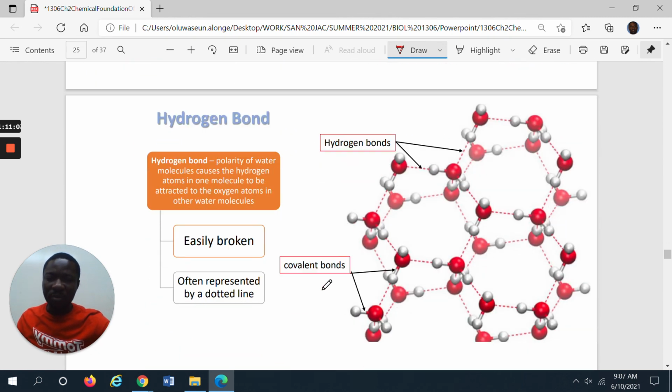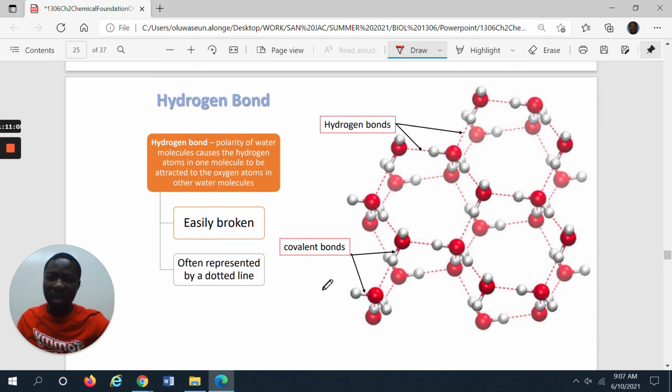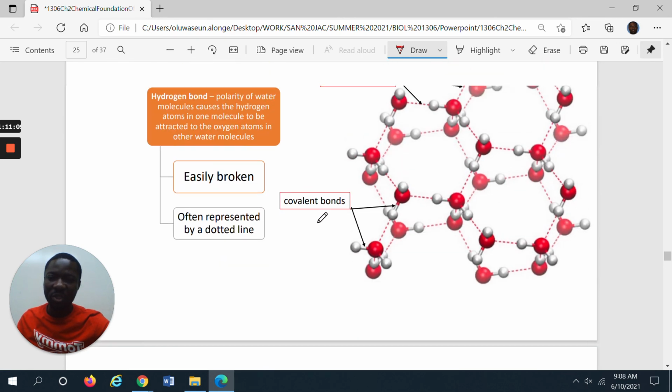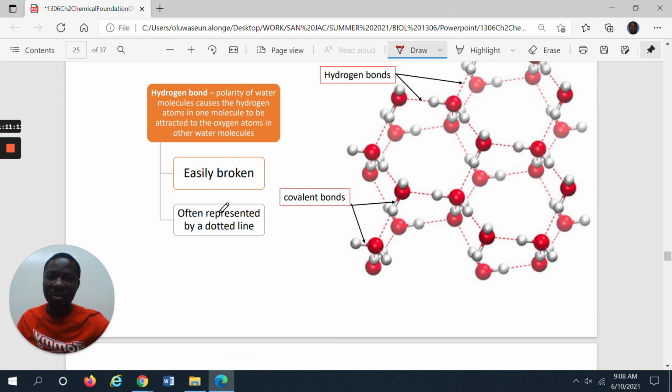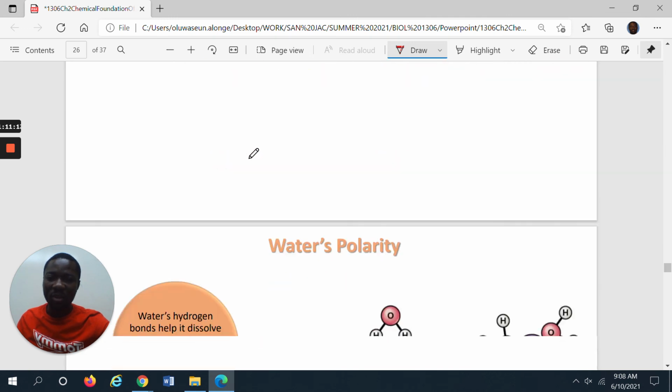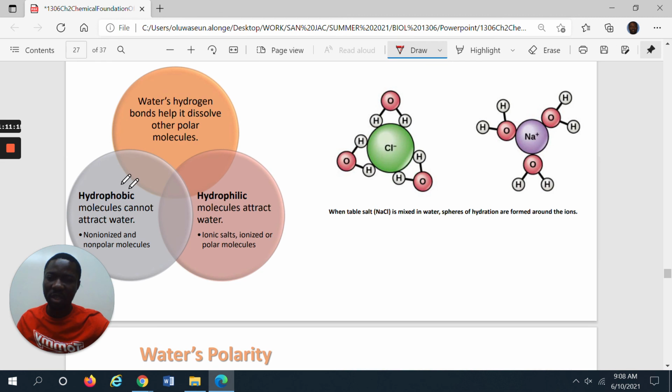So let's go. Hydrogen bonds, you can just read that whole part. It is easily broken. That's what you have. I have to talk about properties of water, but this is easy.